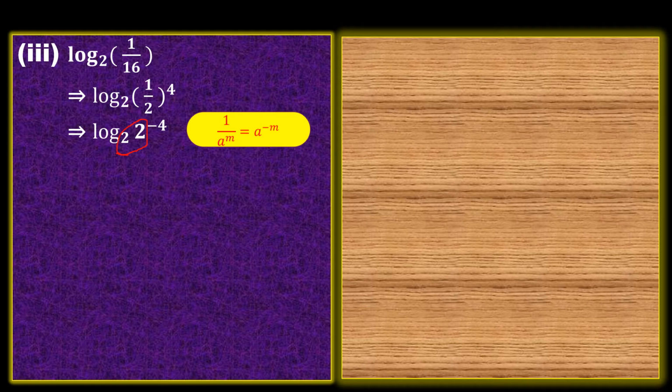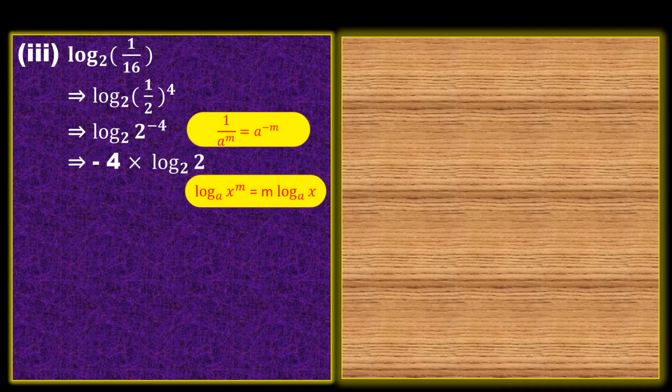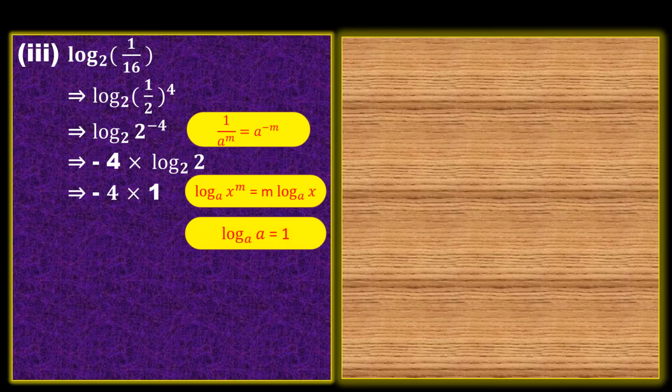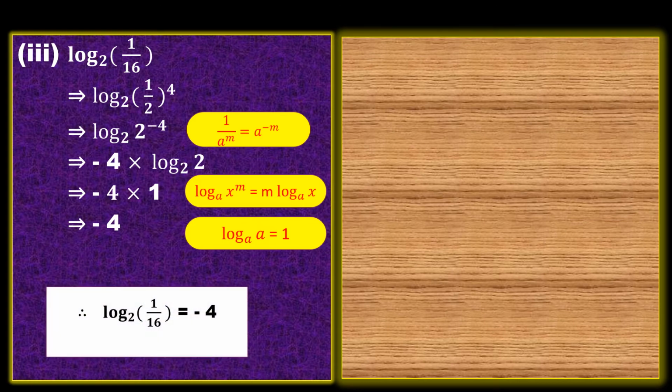Okay, our aim is to bring these two the same because you have a formula for this one only. So now this minus 4, whatever is their power, this will go to the front. So minus 4 log 2 base 2. As 2 base 2 is 1, you can write minus 4 into 1. So minus 4 into 1 is minus 4. So your answer is minus 4.